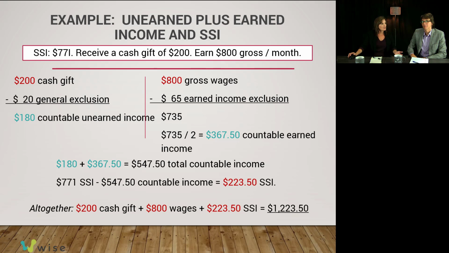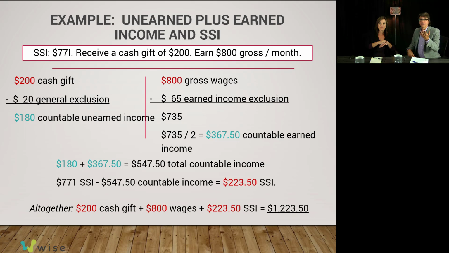So finally, if I want to show the individual how much they have in total, adding the $200 in the cash gift plus the $800 in gross wages plus the adjusted SSI amount of $223.50, that means that the individual has a total amount of $1,223.50.